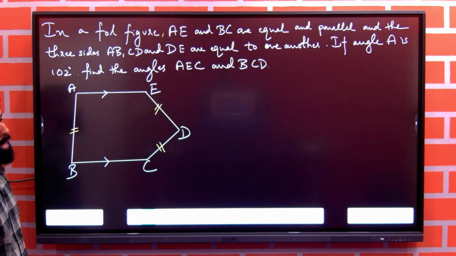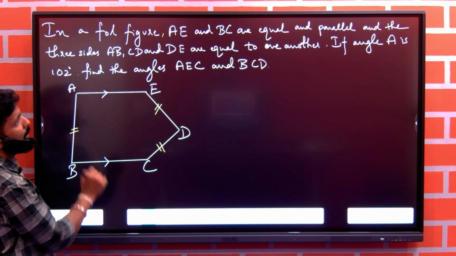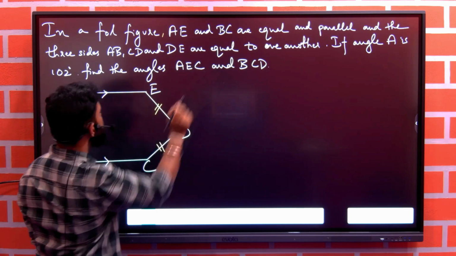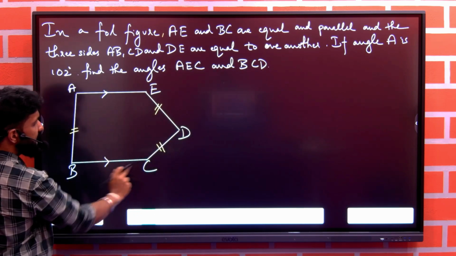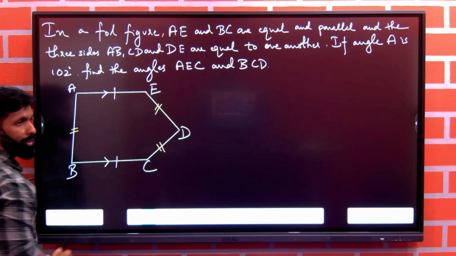Another question with a diagram, right? Okay, let's see. In the following figure, AE and BC are equal. It's not marked in the figure. Let's mark them equal to each other.